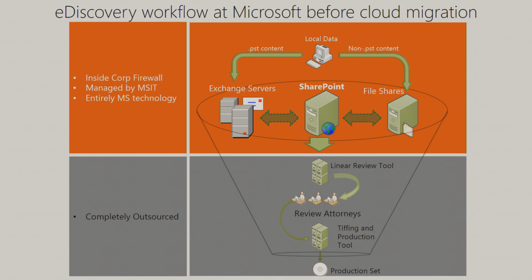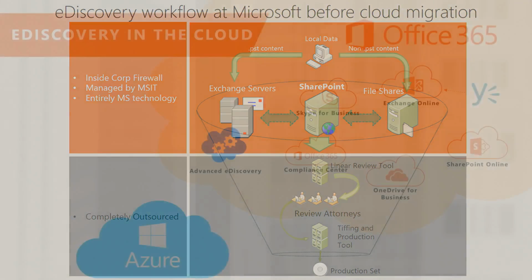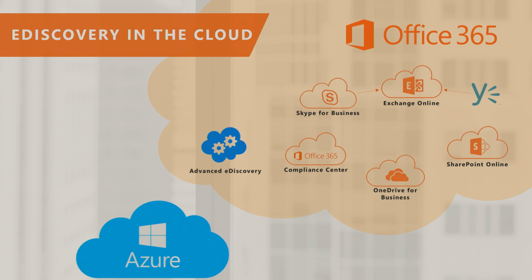But in the top box, we were using SharePoint eDiscovery Center to search through content that was sitting in our Exchange servers on premises. We also had a bunch of file shares, as I said, the litigation repository. For any local data sitting on people's machines and laptops, the PST content was being ingested into Exchange, and the non-PST content was being copied over to the file shares, which were then crawled, indexed, and searched using SharePoint on-premises eDiscovery. Because this was the base before the cloud migration, moving to the cloud was actually relatively simple. SharePoint on-premises became SharePoint Online, Exchange on-premises became Exchange Online, and we added OneDrive for Business into the mix.